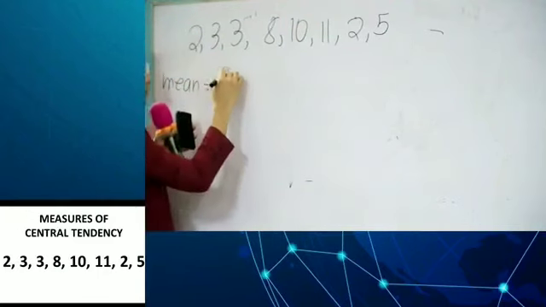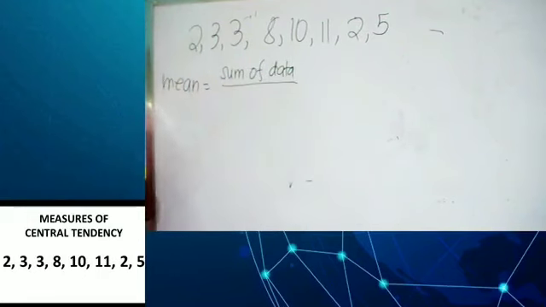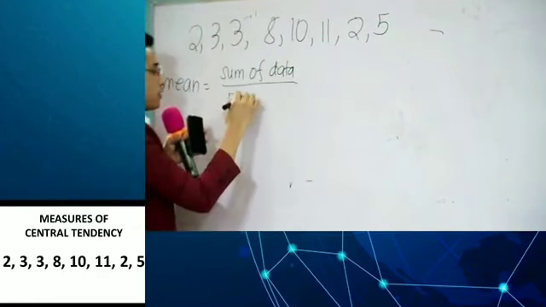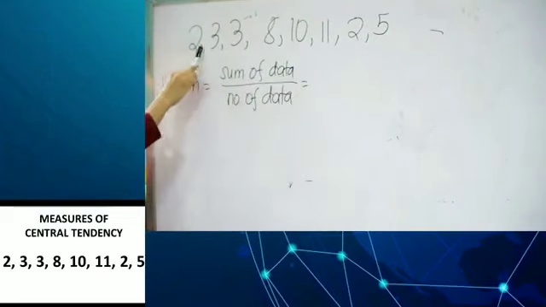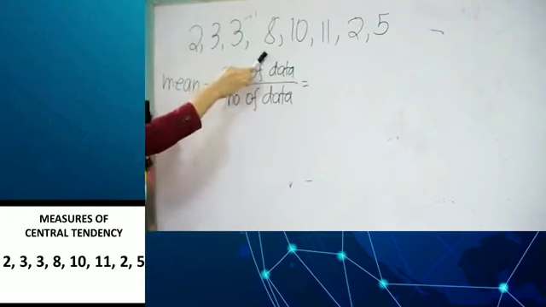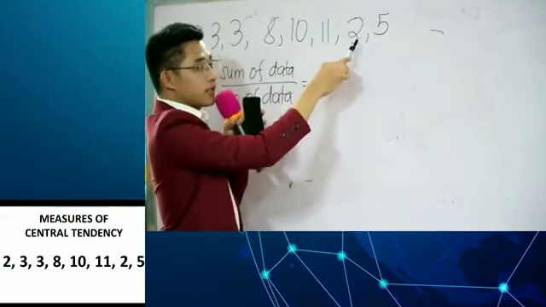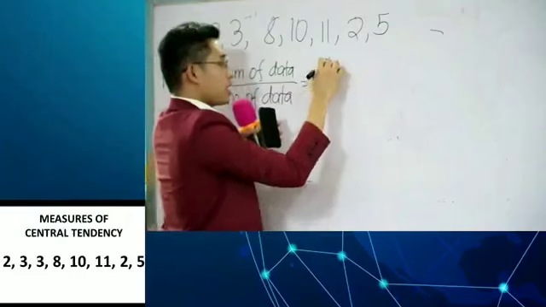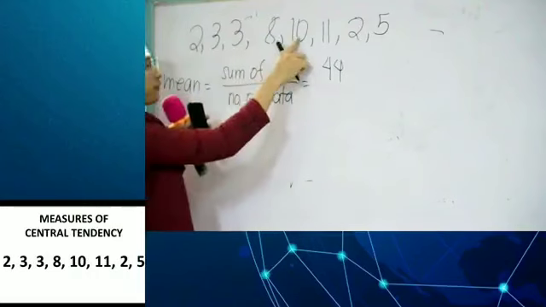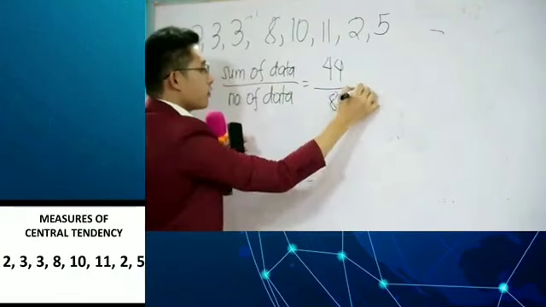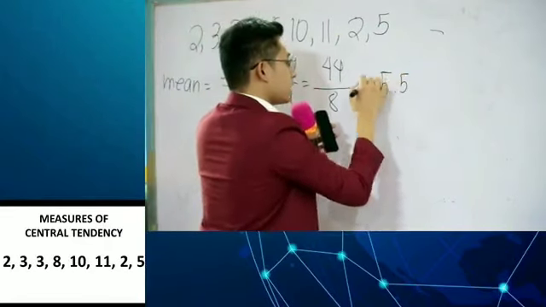Okay? So sum of data over the number of data. So what is the sum of data? So 2 plus 3, 5 plus 3, 8 plus 8, 16 plus 10, 26 plus 11, 37 plus 2, 39 plus 5 is 44 over the number of data. So you just count the number of data: 1, 2, 3, 4, 5, 6, 7, 8. So 44 divided by 8 is 5.5. So that is the mean.